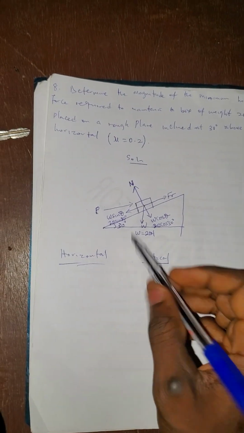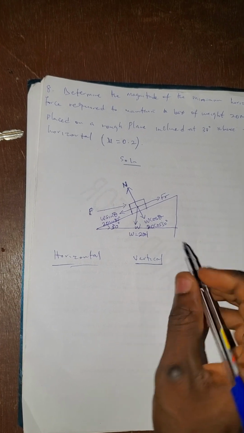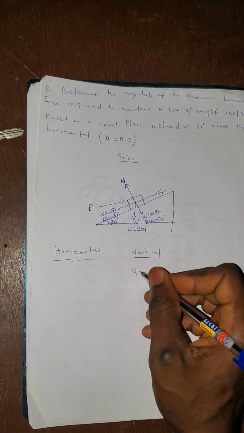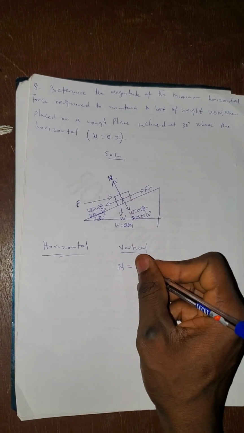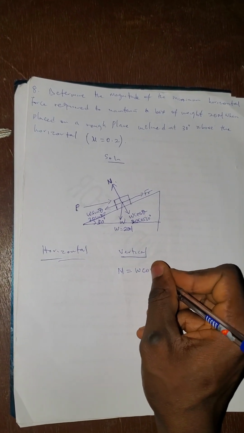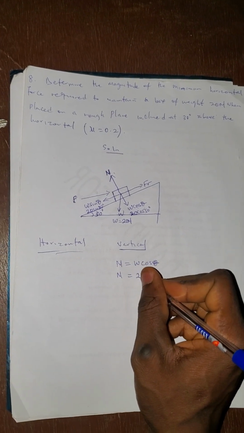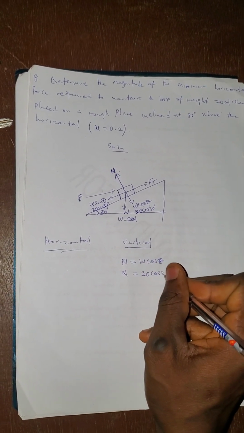And don't forget the horizontal component of this, or let me do the vertical first. The vertical aspect is this. So that shows that for the vertical, our N here is equal to what is here, which is N is equal to W cos theta. So N is equal to, our W is 20, so 20 cos what? Cos 30. That's the vertical.